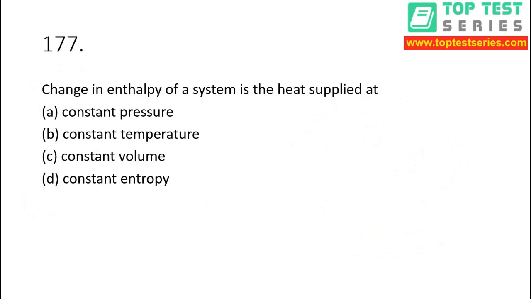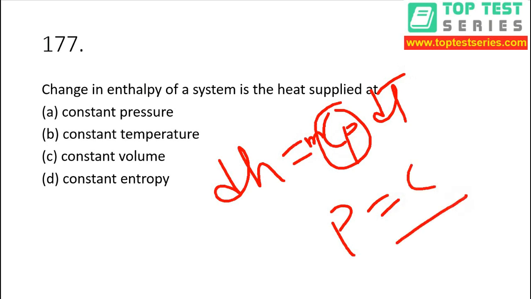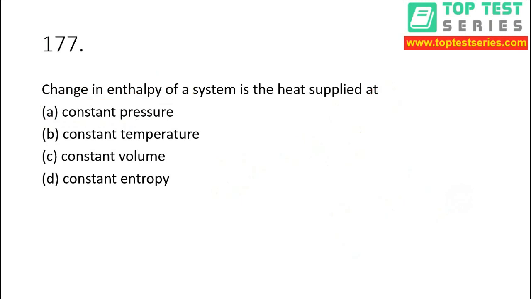Question number 177. Change in enthalpy of a system is the heat supplied at. My dear, at what condition will heat be supplied? For that, we need to write the formula. That is dH is equal to mCp dT. What is the meaning of Cp, my dear? Constant pressure. Therefore, it is an isobaric process, but again it is simple. Option A is the correct answer for this question.